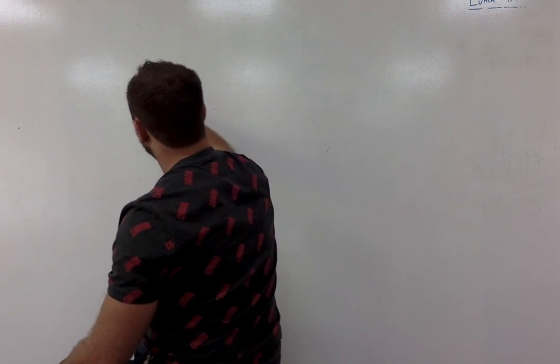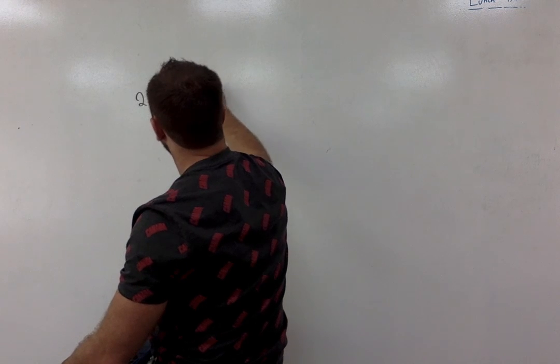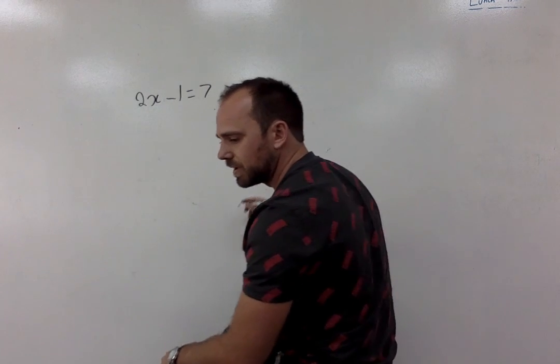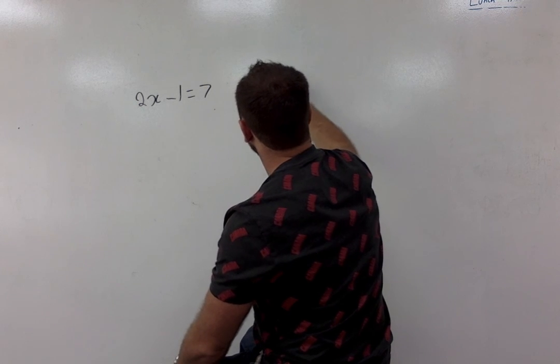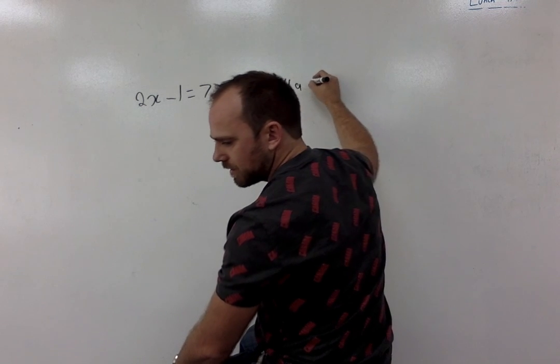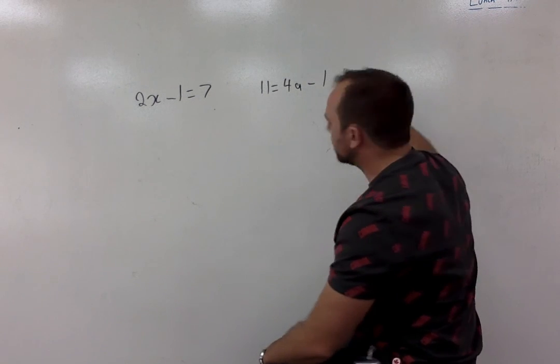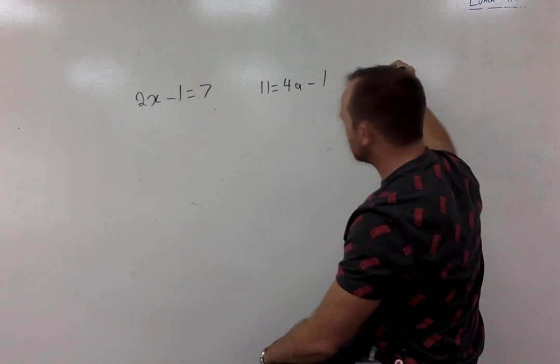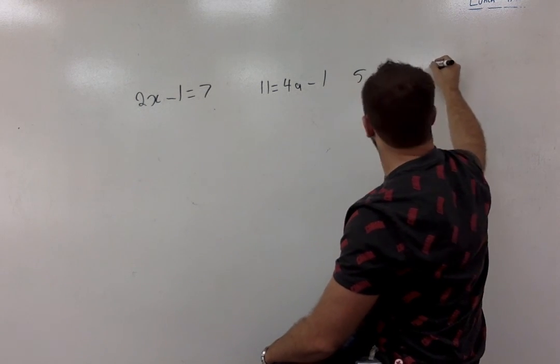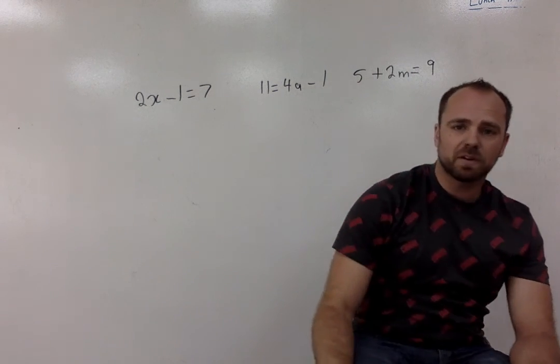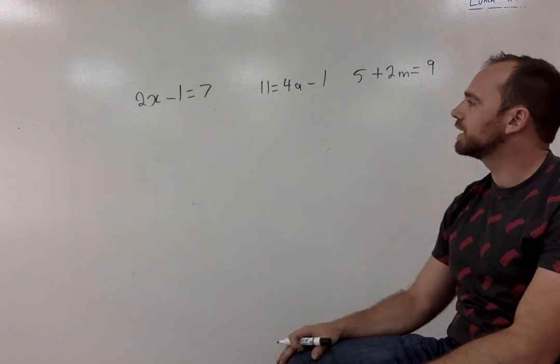The next one we're going to go through, I'm going to put 3 on the board. Take your time. Feel free to pause the video whenever you want to answer these questions, and then I'm just going to go right into answering them. So I've got 2x minus 1 equals 7. That's going to be the first one. The second one is going to be 11 equals 4a minus 1. And the last one is going to be 5 plus 2m equals 9. All right, pause the video, answer those questions, and I'm just going to go right into the solutions.